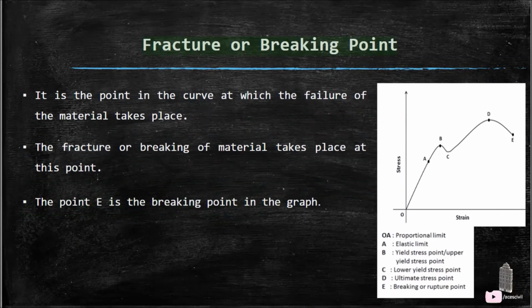Fracture or breaking point. It is the point in the curve at which the failure of the material takes place. The fracture or breaking of the material takes place at this point. The point E is the breaking point in the graph.